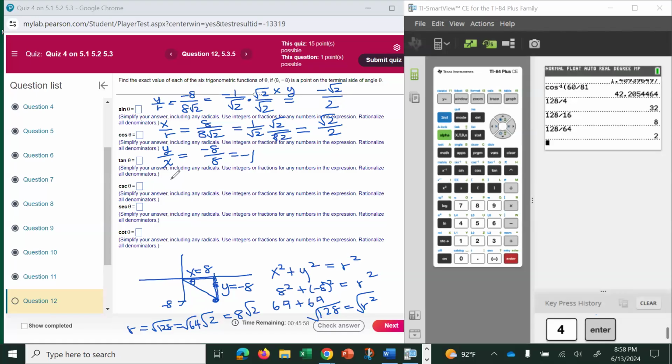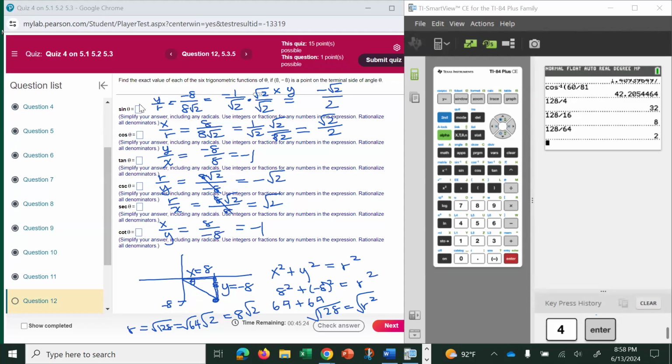Cosecant is the reciprocal of y over r, or r over y. And r is 8 root 2 over y, which is -8. So this would be negative root 2. Secant is the reciprocal of cosine, so that would be r over x. And r is 8 root 2, x is 8, so this would be root 2. Cotangent is the reciprocal of tangent, x over y, which is 8 over -8, which is -1.